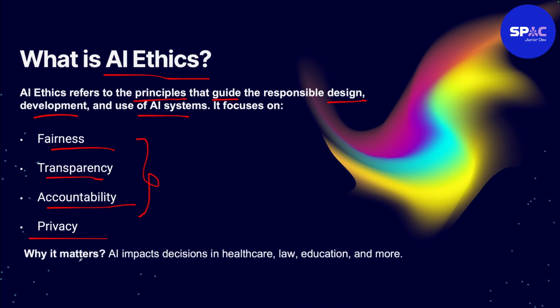So why does it matter? Because AI now is being used in healthcare, law, education, and more. So we have to make sure that AI is making good decisions and is being fair with everyone, because if AI used in healthcare is biased towards a set of people or race, that is not really good, because then that means there is no equal right. So that's why it matters for us to study AI ethics, meaning the do's and don'ts in AI.